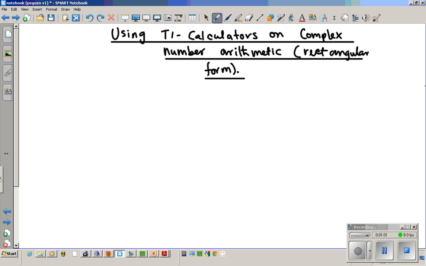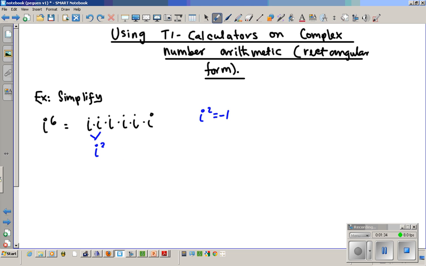Alright, so let's try the following example. Simplify i to the 60th power. In order to do this by hand, you write this as i times i times i times i times i. How many do we have? One, two, one more. And then we'll use the fact that i squared equals negative 1 to pair these up and simplify. So we combine these two to i squared, combine these two to i squared, and then combine these two to i squared.